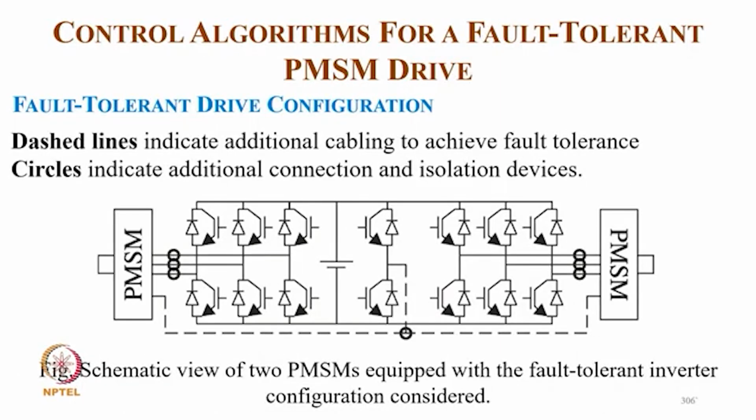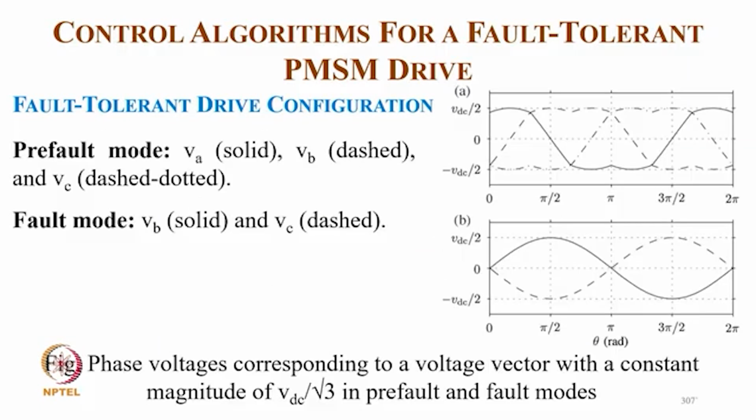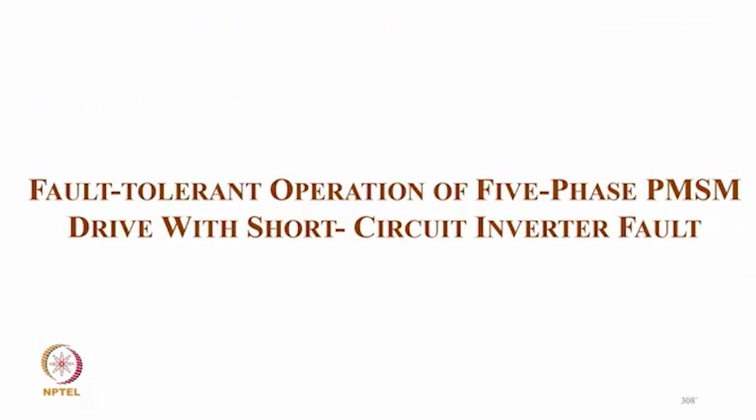And this is typically the schematic of the PMSM equipped with the fault tolerant inverter configuration considered. There we, of course, use a greater number of devices. And these are typically the pre-fault solid and dashed line with the fault mode VB solid and VC solid. How it should look like with the constant magnitude.